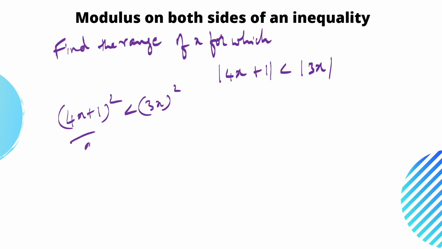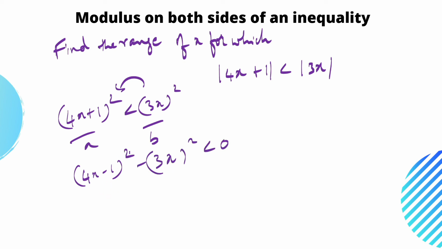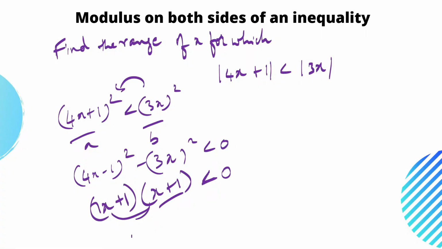So if we consider this as A, this as B, and if we move this to the other side, (4x plus 1) whole square minus (3x) whole square is less than 0. So a square minus b square: a plus b into a minus b, that is (7x plus 1) into (x plus 1) is less than 0. So if we equate this part to 0, we'll get x as minus 1 by 7, and if we equate this part to 0, we will get x as minus 1.